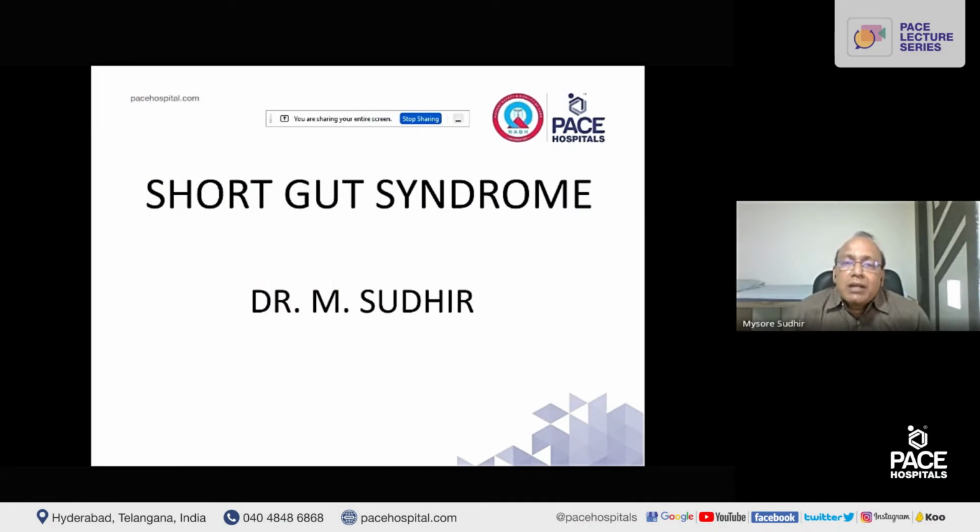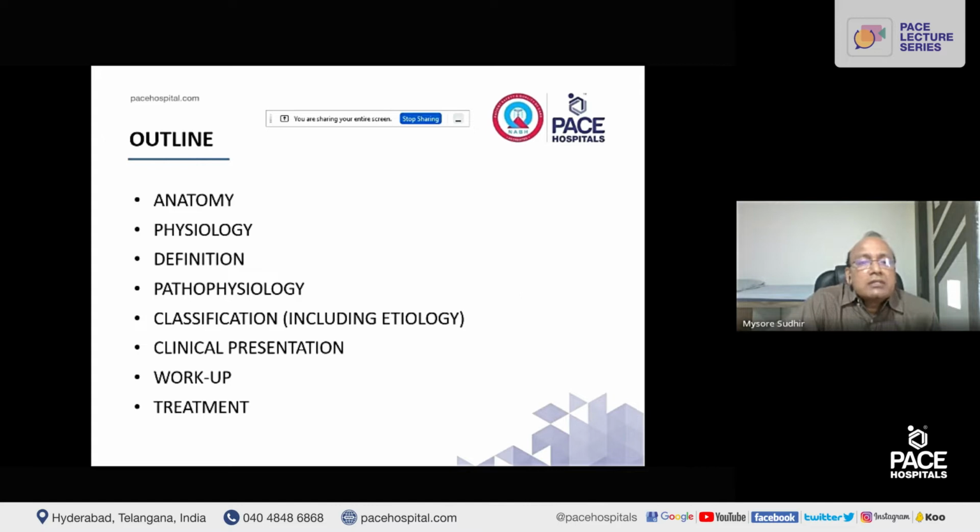I feel it's quite a simple entity, but after going through the literature, it looks to be very complex for me at least, because so many anatomical, physiological, and pathological changes occur in short gut syndrome, and management is very problematic, both for the medical gastroenterologist as well as for the surgical gastroenterologist. So that's why I've chosen this topic. Now I'll be talking on these headings: anatomy, physiology, definition, pathophysiology, classification, clinical presentation, how we work up, and then a few words about the treatment part.